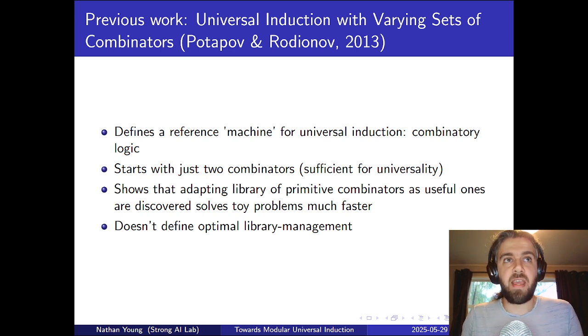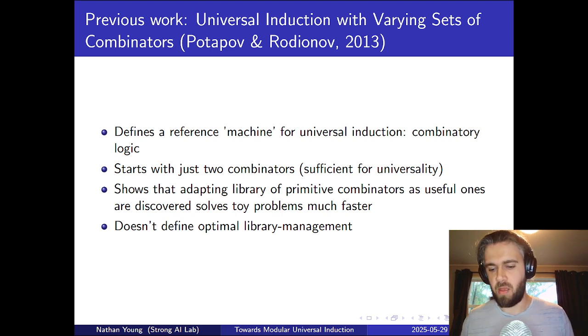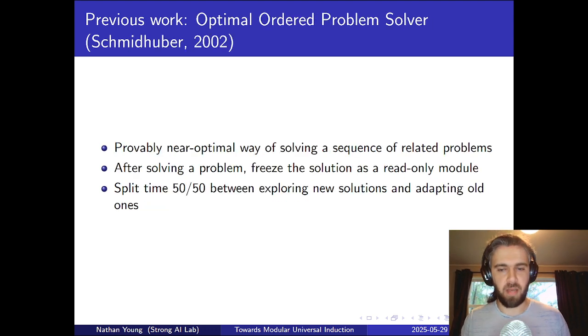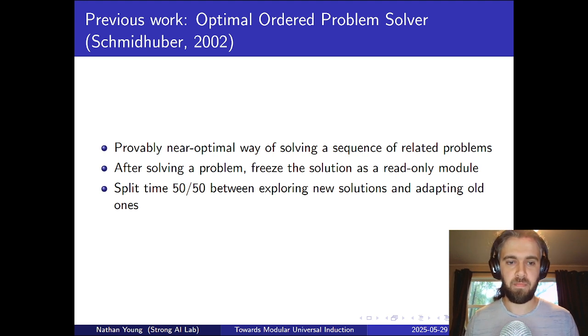They explicitly say, though, that while adapting the library of available combinators is helpful in speeding up universal induction, which is very promising, they don't define how to optimally manage that library. That is part of where OOPS comes in, being a provably near optimal way of doing that.